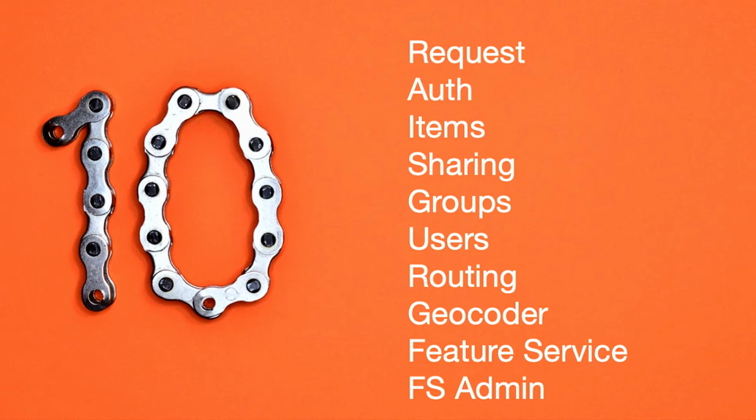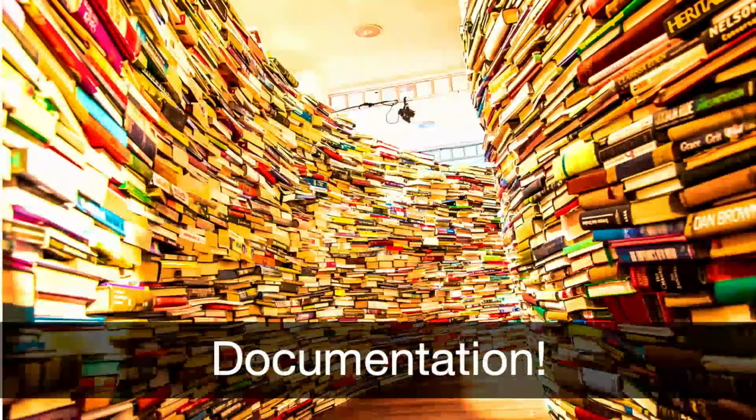We have 10 different modules, or NPM packages is the end result. We have the request and auth system. We have wrappers over the items API, so CRUD for items, sharing, groups, users, and then the kind of extended services. We have a routing system, a geocode system, full access to feature services in terms of both querying them, adding, editing, destroying them, and then the FS admin so you can create views and dynamically create feature services on the fly. We have documentation, excuse me, which is pretty important for this sort of a library.